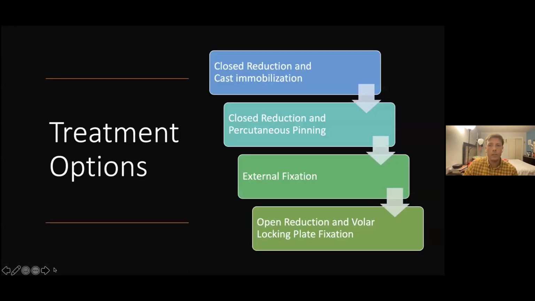So, treatment options that the study goes over: you can see closed reduction with cast immobilization. Step up from that, closed reduction with percutaneous pinning, external fixation with either bridging or non-bridging, K-wires, or open reduction with volar locking plate fixation, which the last 2 studies have talked about primarily.